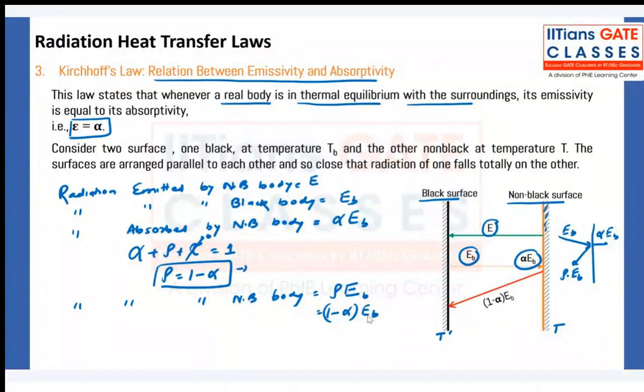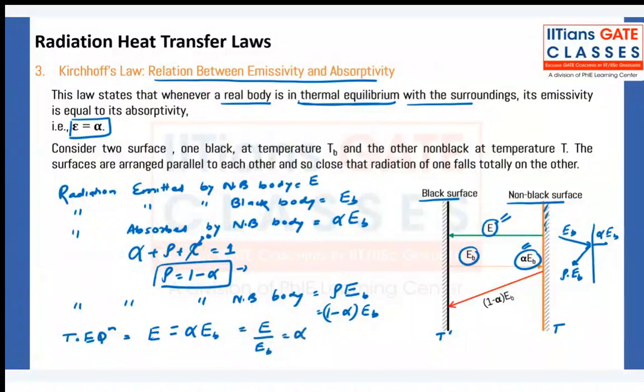Now, I want this body to be in thermal equilibrium. For thermal equilibrium, whatever is absorbed will be equal to the energy emitted. Otherwise, if it is not equal, the temperature will rise or decrease. So for the thermal equilibrium condition, can I say E minus alpha EB is equal to 0? One is emitted, one is absorbed, so the summation is 0. So can I say E upon EB is equal to alpha?